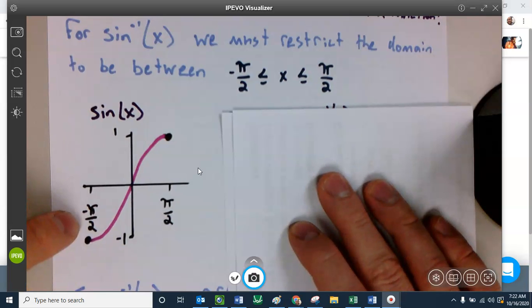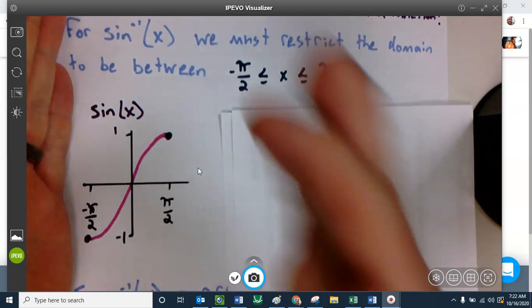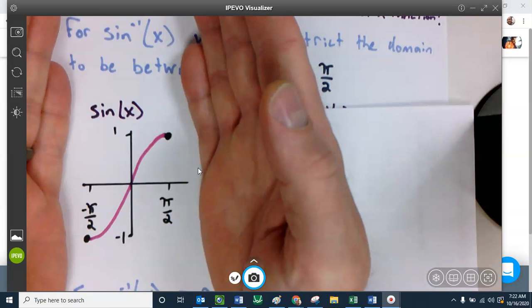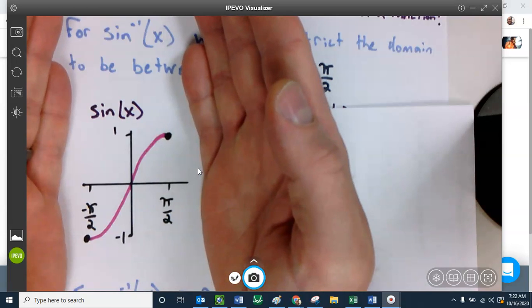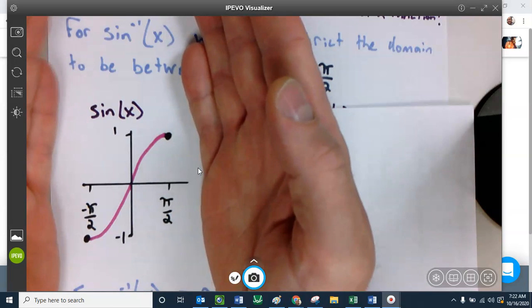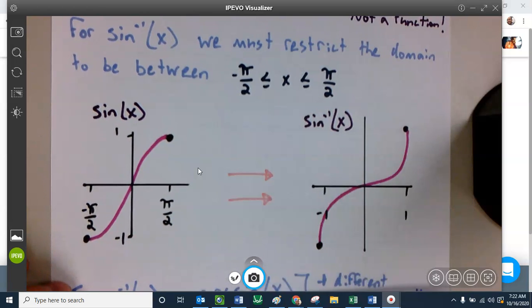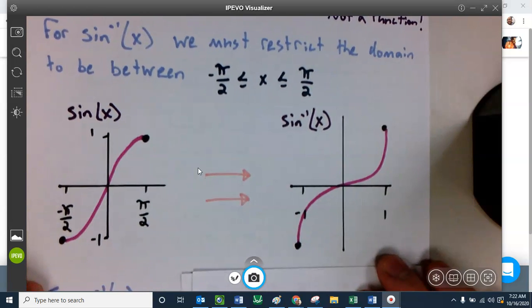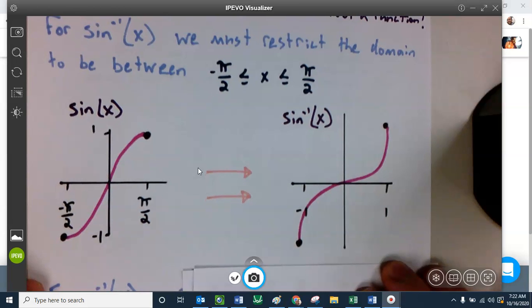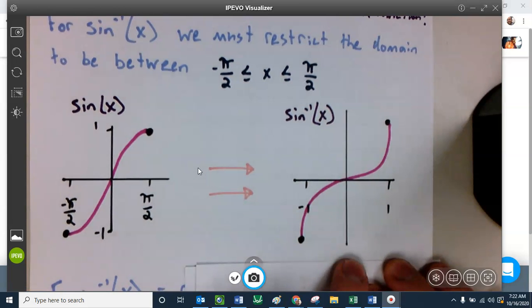If we only look between negative pi over 2 and pi over 2, I'm cutting off all the rest of the graph and only looking at this piece. That passes the horizontal line test. This will have an inverse that undoes sine and gives me back originally what I plugged in. Okay. This is the last time. Some classes have you memorize this and do this, and that's okay. But this is what inverse sine would look like.